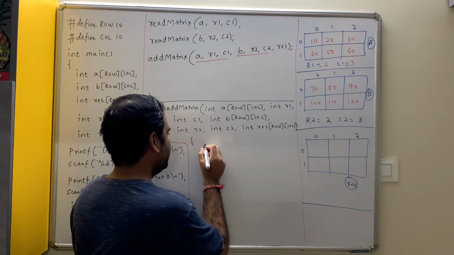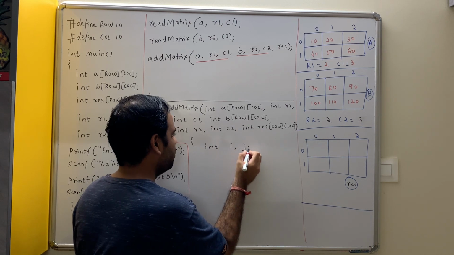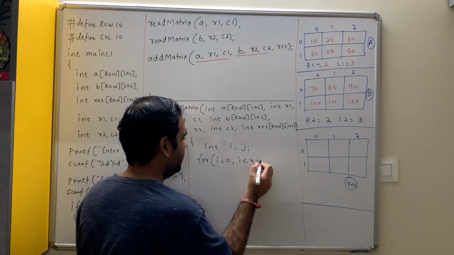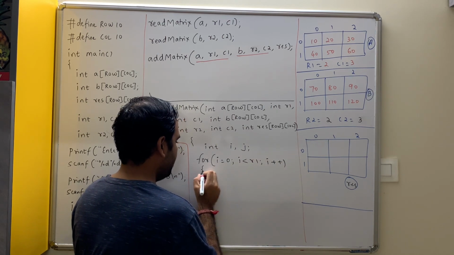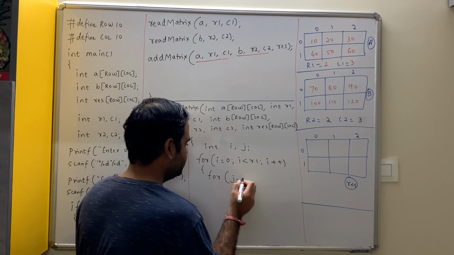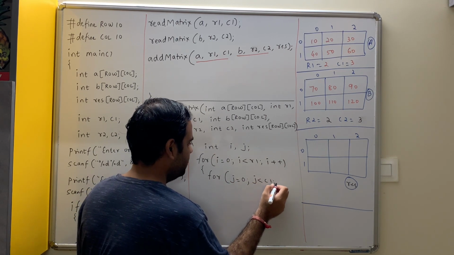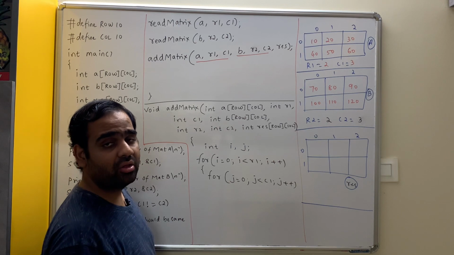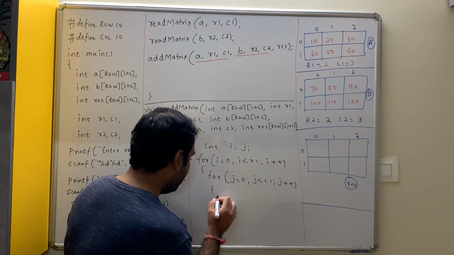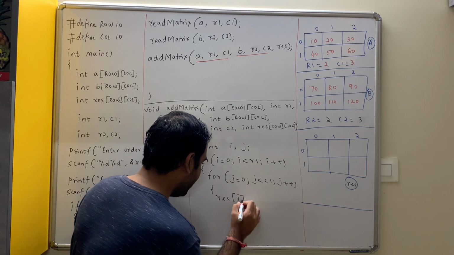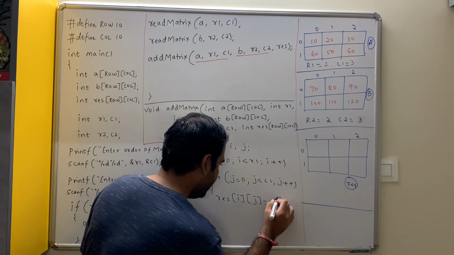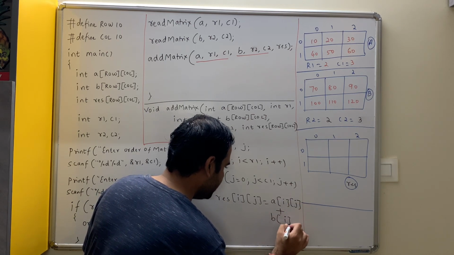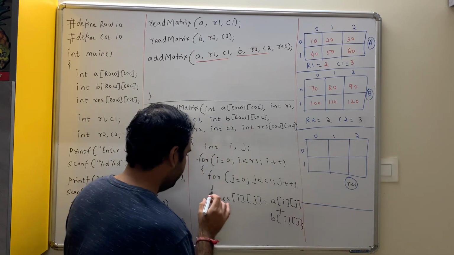Now I have to take each individual element of both the rows and both the columns. And how do I take it? For i is 0, i less than R1, i plus plus, and we say for j is 0, j less than C1, j plus plus. Again, you can say R2 and C2 as well over here, because R1 is equal to R2 and C1 is equal to C2. And what we want to do, we say at resultant of ij, what we want to store? A of ij plus B of ij.